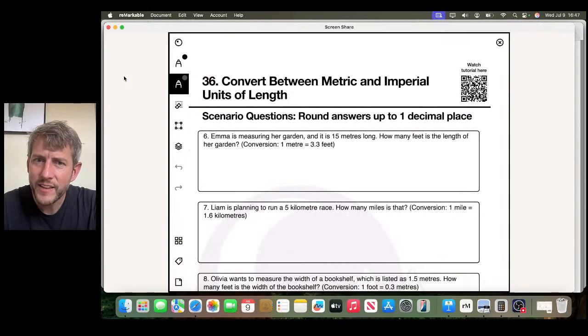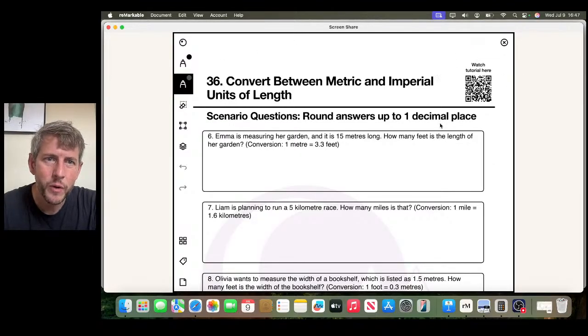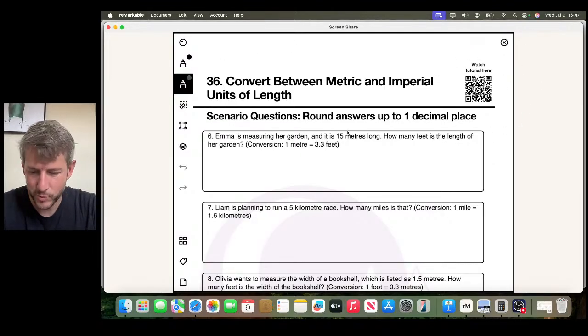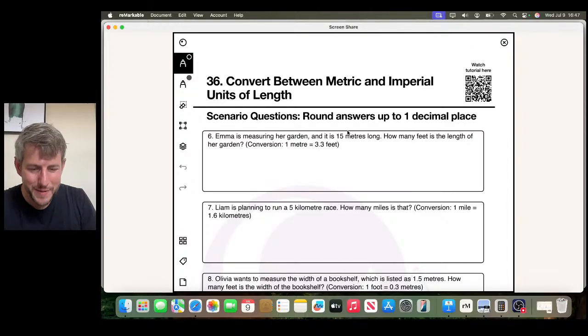Remember, if you did want any extra help with these, you can always scan this QR code here, and that will take you to the actual lesson on this. If not, let's just keep going.